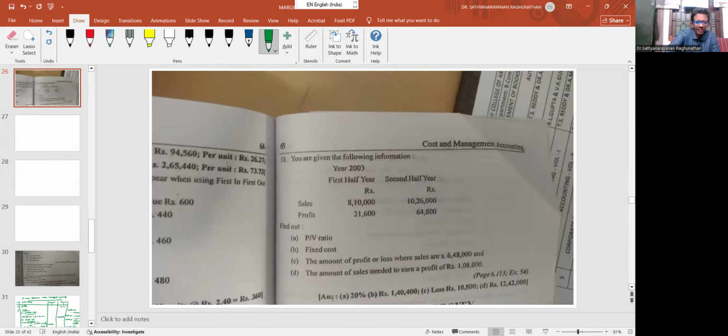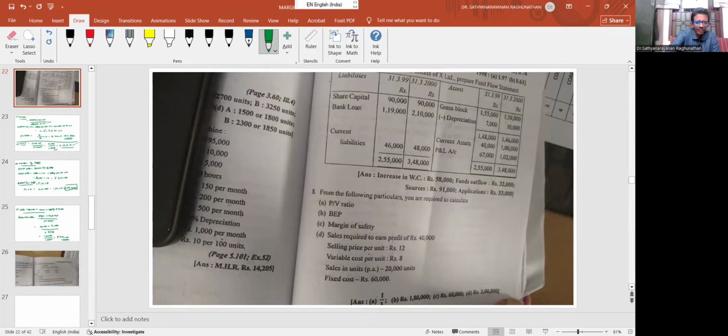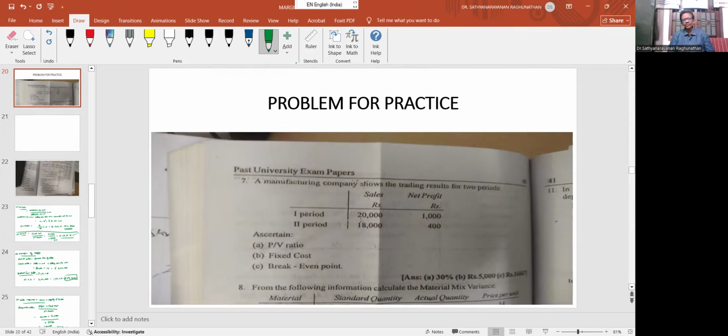And then you can even work out this problem. You can take a screenshot of this problem, work it out and give me the answer in the comment box. A manufacturing company shows the trading results for 2 periods, period 1 and period 2, sales and net profit. They have given for both the periods. Ascertain PV ratio, fixed cost, break-even point. Please calculate this and give me the answer in the comment box.